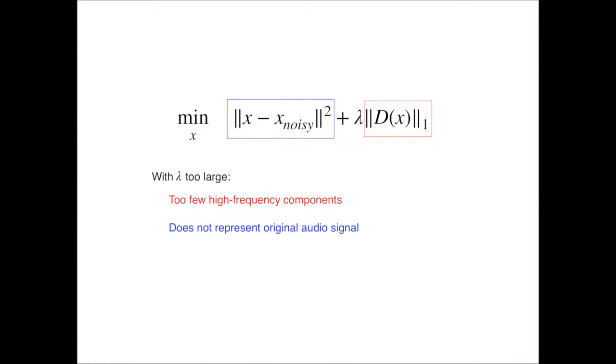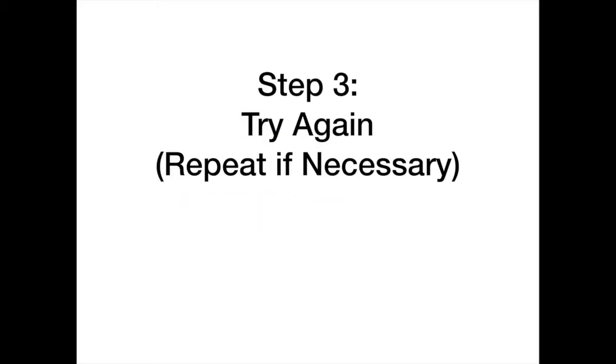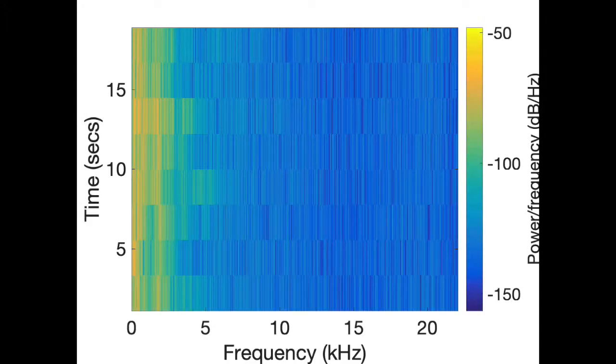It seems we've set too many of the frequencies equal to 0, and we've moved too far away from our original signal. This implies that our choice for lambda is too large. So let's try this again with a smaller value of lambda and see if we get a better solution. This is the spectrogram of our solution with lambda equal to 1 over 1000. We see that while most of the signal is contained in the low frequencies, we still have a lot of information in the high frequencies to make the signal more complete. Let's see if this gives us a better sounding result.